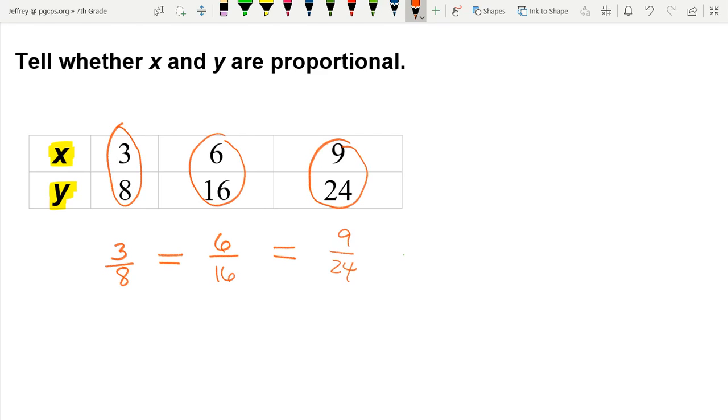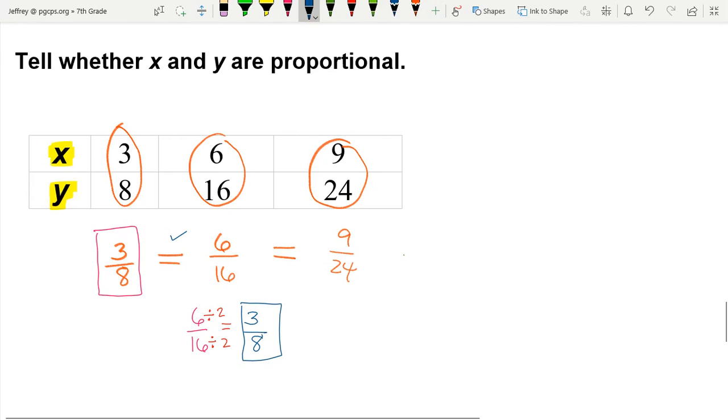That's what we need to find out. And how? One method is to simplify the fraction, right? Get the value of the ratio. So let's simplify them. We already know the first one, 3/8, is already the simplified version of the ratio. You can't simplify it anymore. How about 6/16? What can you divide into 6 and 16 to simplify it? We know it's going to be 2. So 6 divided by 2 will give you 3, and 16 divided by 2 will give you 8. So we already know that 3/8 is equal to 6/16.